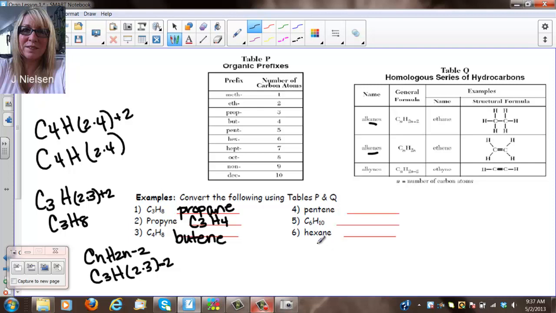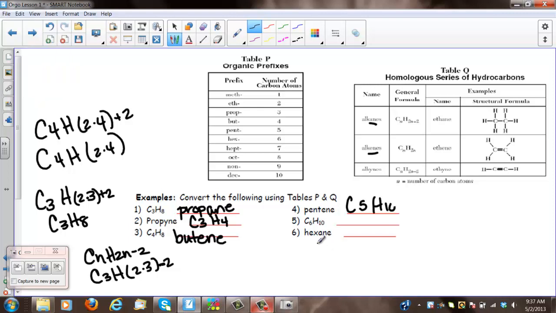Pent is 5 carbons, so this is going to be C5. And we know what ene is because we just did butene. Ene is CnH2n. So double my carbons, so this is going to be H10. C6, 6 is hex. H10.